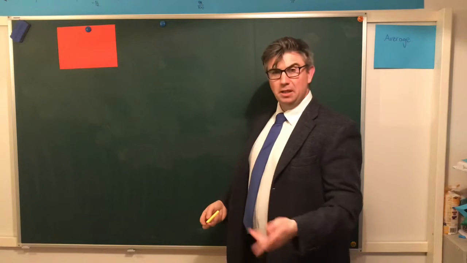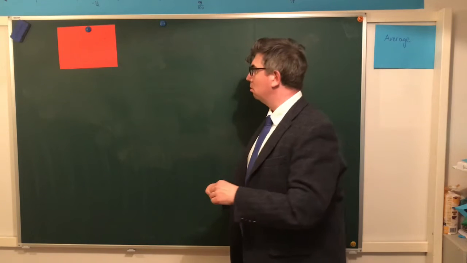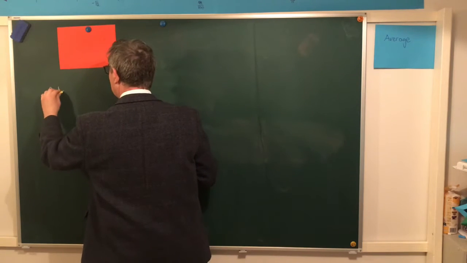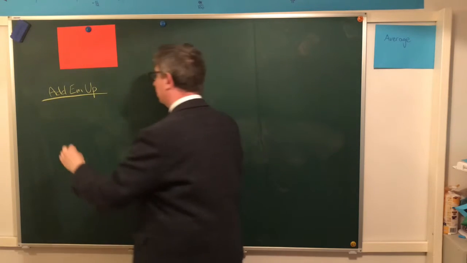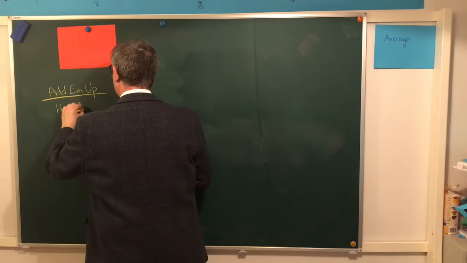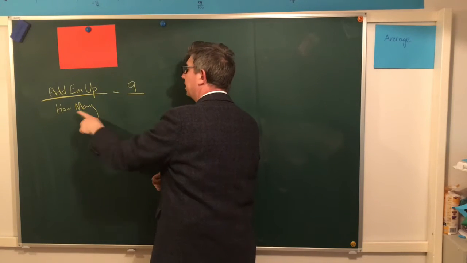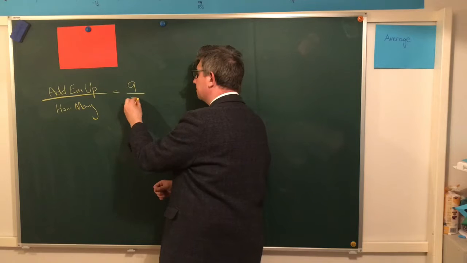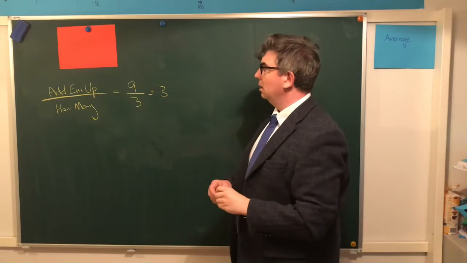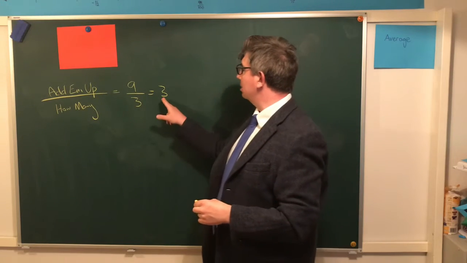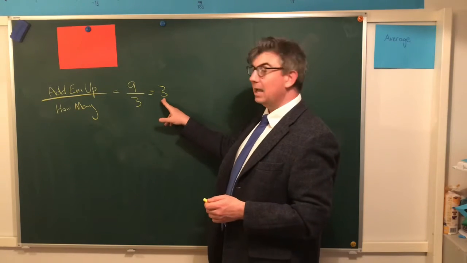Okay, so in the example with the eggs, we would have added them up. We would have divided by how many. So we would have had 9 eggs. We divided it by how many boxes we had. We had 3 boxes. So that gave us an average number of eggs in each box, which was 3. Okay, and in primary school, you guys would have called that the average number of eggs in each box. And it definitely is. It's definitely an average.